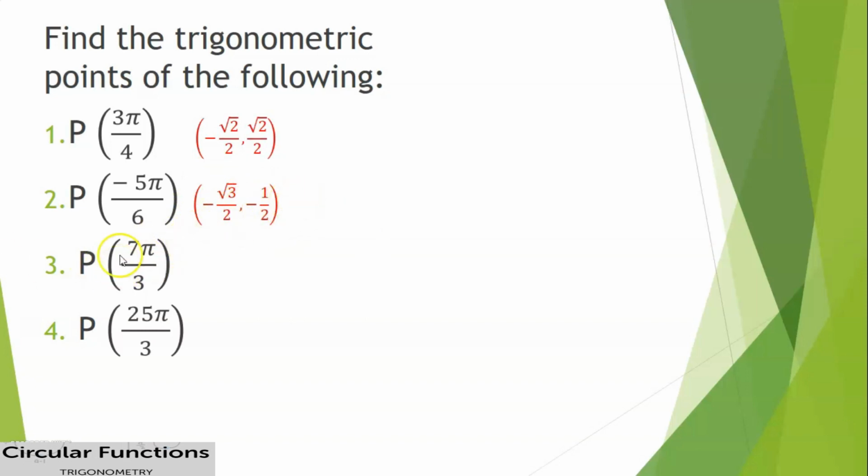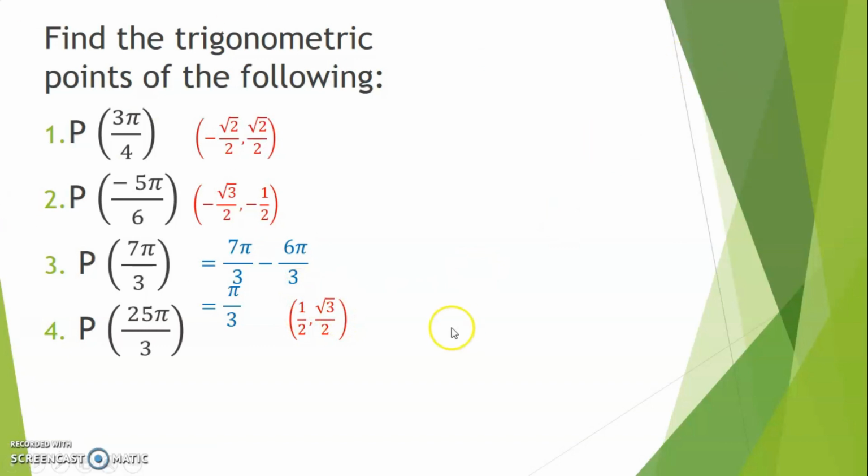Okay, next, for number 3, 7 pi over 3, this is more than one rotation. So with this, we will subtract 7 pi over 3 minus 6 pi over 3. Why 6? The multiple of 3 that's nearest to 7 is 6. And besides, 6 divided by 3 gives you 2 pi, which is exactly one rotation. So you subtract, and it's pi over 3. So the coordinates would be 1/2 and square root of 3 over 2.